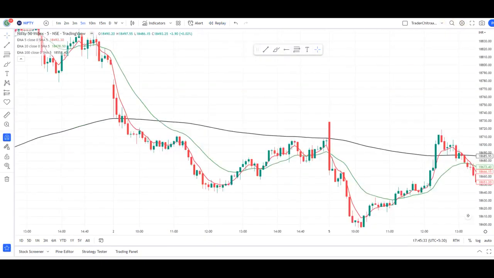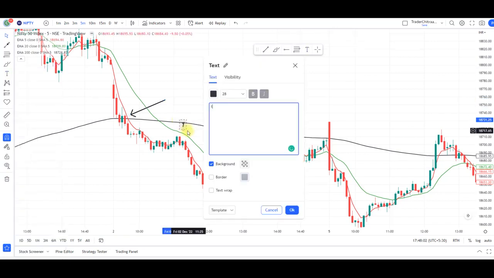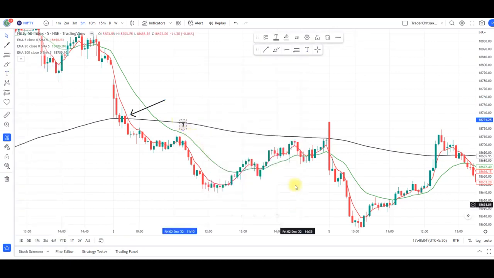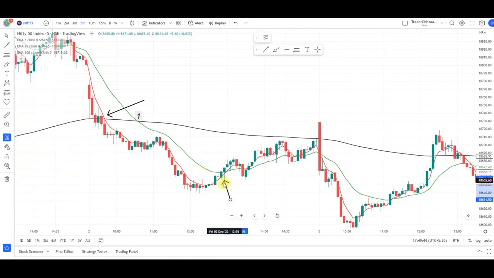We can see how many trades we got in Nifty based on these two strategies in the month of December. Here we got one trade. This is the sell trade. This is trade number 1. This is trade number 2.